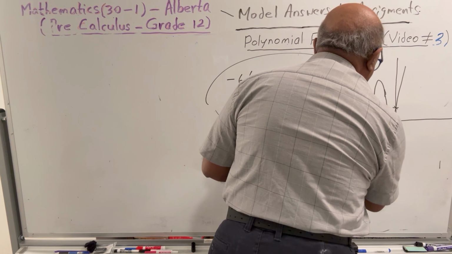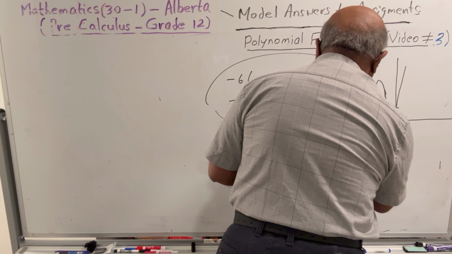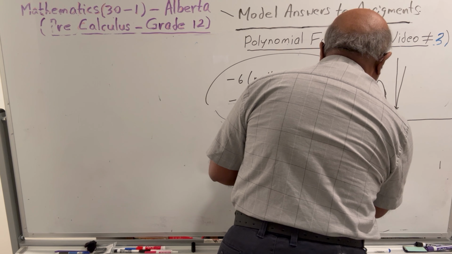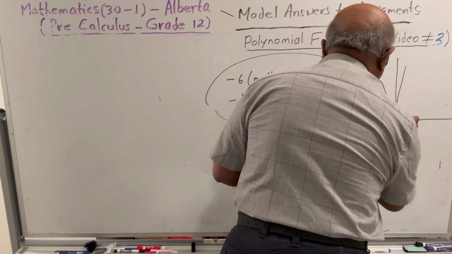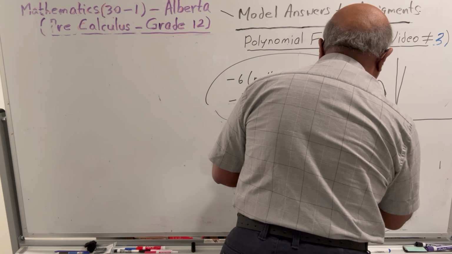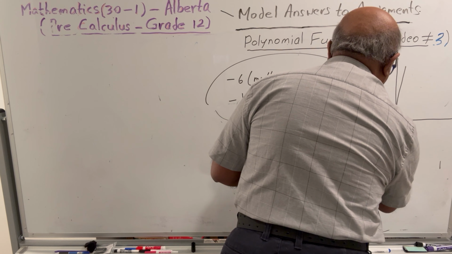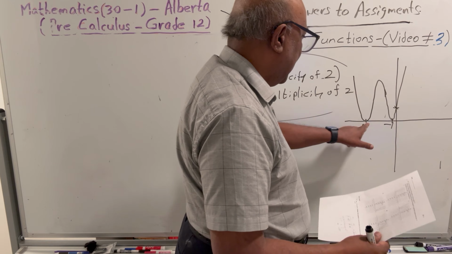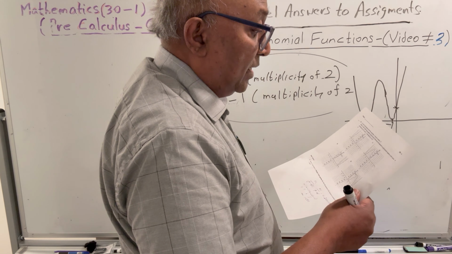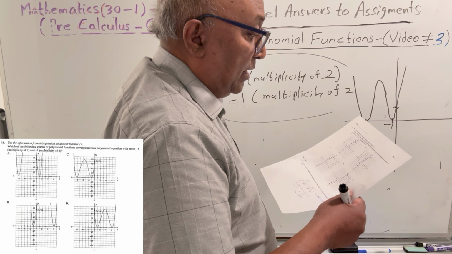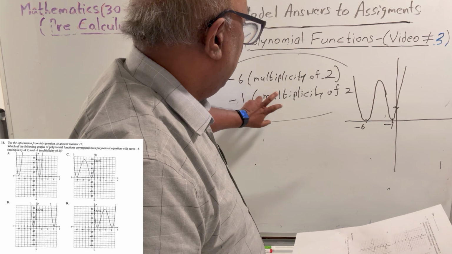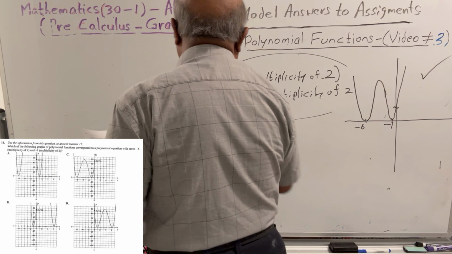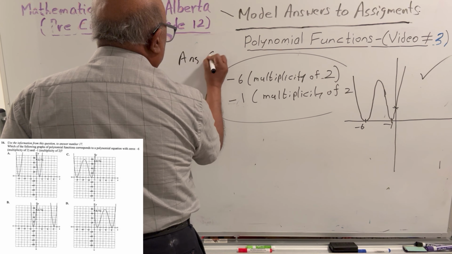In graph C, they have indicated the intercepts as -6 and -1. Yes, this has -6 and -1. That means this is the acceptable graph. This is the right graph. That means the answer is option C.